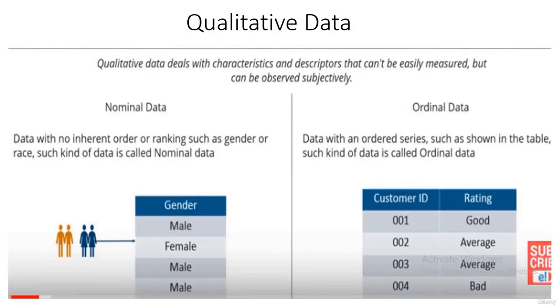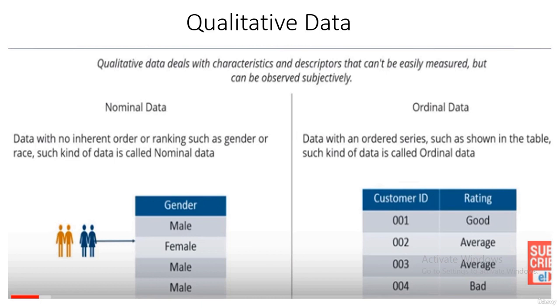Okay, qualitative data deals with characteristics and descriptors that can't be easily measured. That means we cannot measure this qualitative, but it can be observed subjectively. Now let's take the example of nominal data with no inherent order or ranking such as gender or race. Such kind of data is called the nominal data. That means you cannot order it or rank it. This is the gender, it can be male and female.